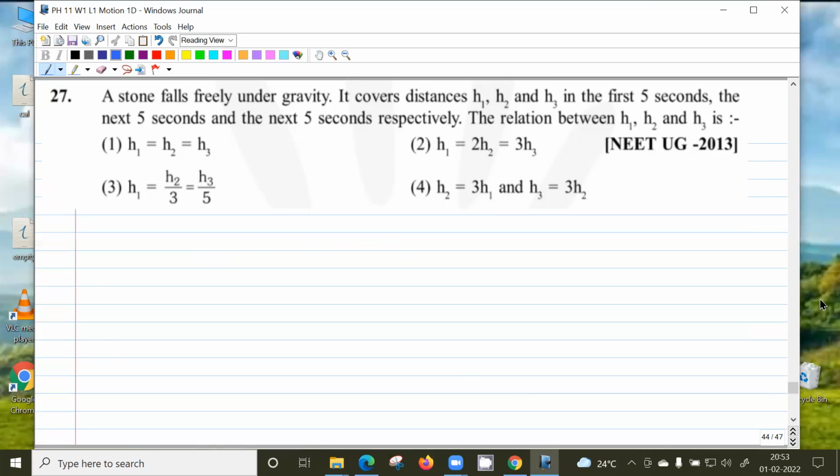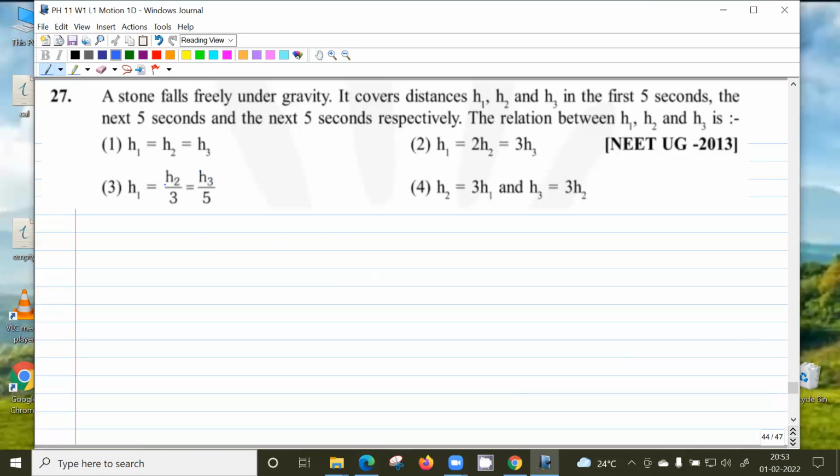If the time interval is constant, see here the first time interval is how many seconds? 5 seconds. The second time interval is the same 5 seconds, and the next is the same 5 seconds. So if the time intervals are equal, then the ratio will be 1 is to 3 is to 5. Suppose it says first 5 seconds, next 4 seconds and next 3 seconds, then that is not valid. Is it clear? Equal time intervals means the ratio is 1 is to 3 is to 5. Which option is the correct one? Third option.